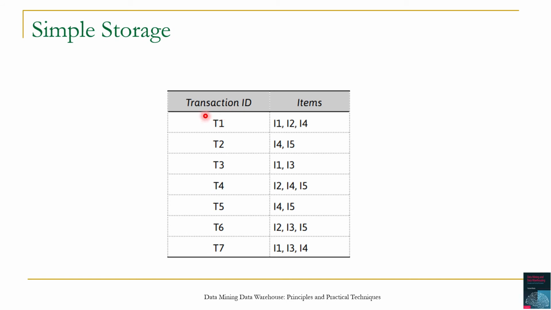In simple storage, we are storing the information in two columns. In the first column, we have transaction ID, while in the second column, we are storing the list of items. In the first row, we are storing the data of transaction T1. This has three items, I1, I2, and I4, stored as comma separated values. So this is the list of items available in transaction T1. In transaction T2, we have two items, I4 and I5. In this way, we are storing the data of all the transactions under simple storage.